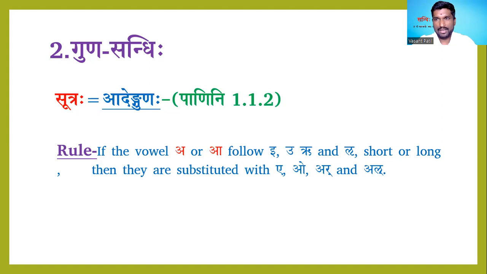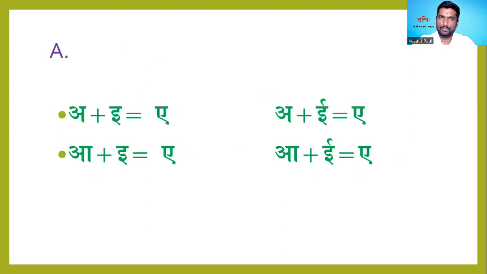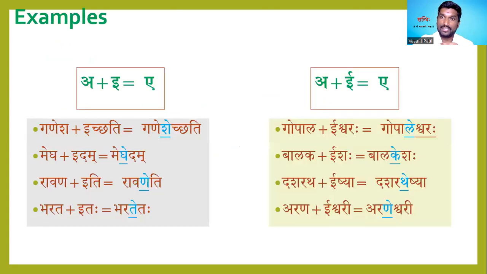So, a or ā plus i or ī will become e. Chalo, move. You see now, a plus i will become e. A plus ī will also become e, because we said short or long. Like that, ā plus i will also become e only. ā plus ī will also become e. But it will be substituted, meaning a and i together will be written as e. The substituted word I will explain when we see Yana Sandhi.